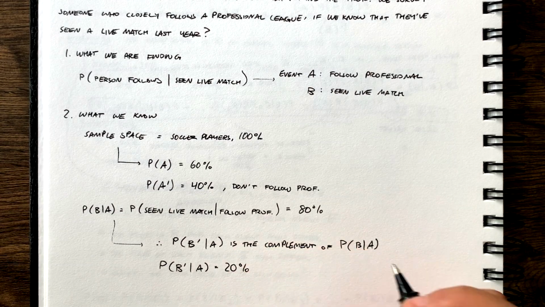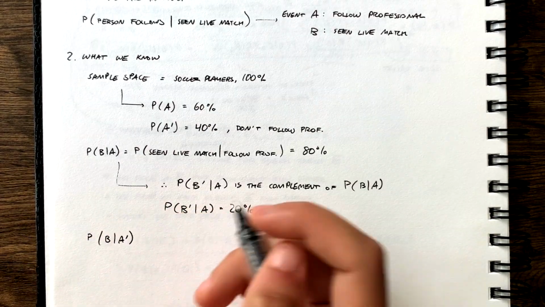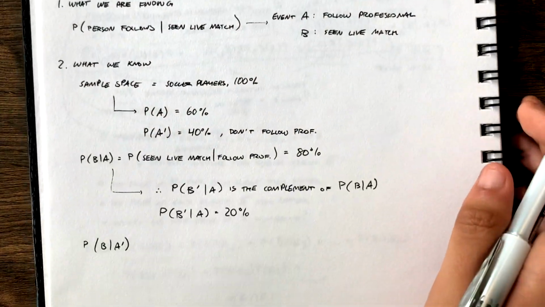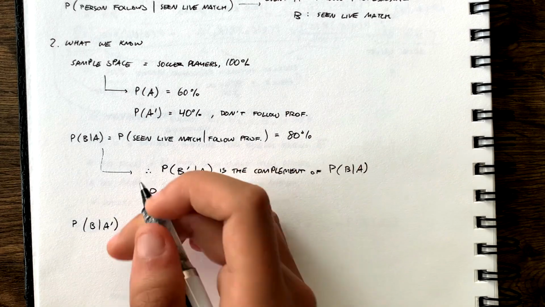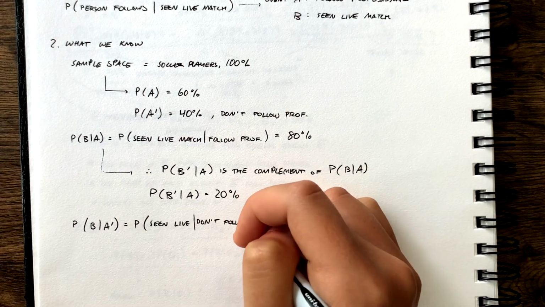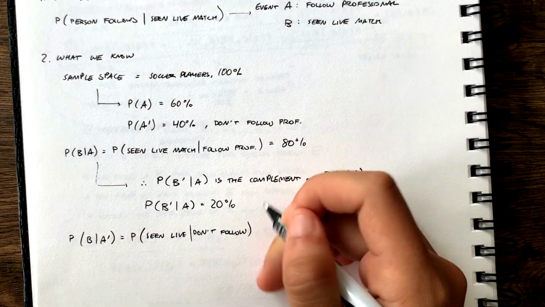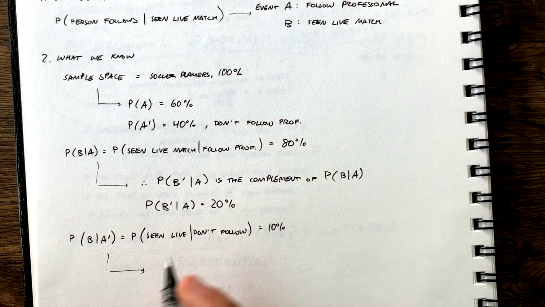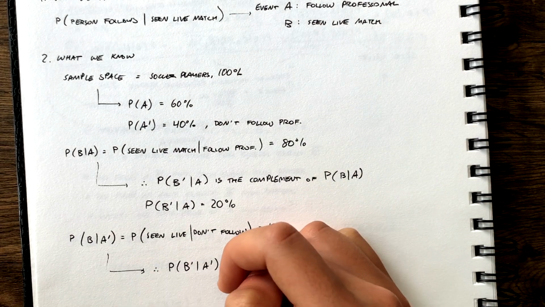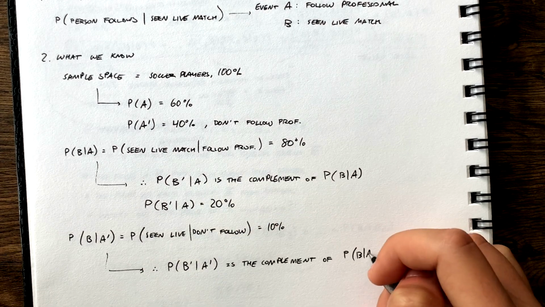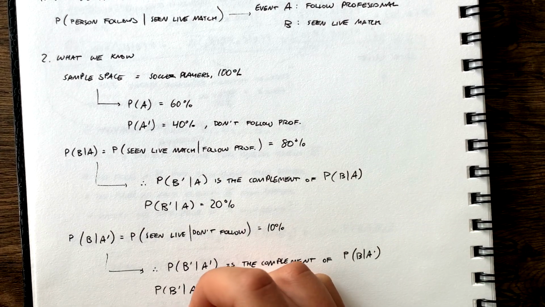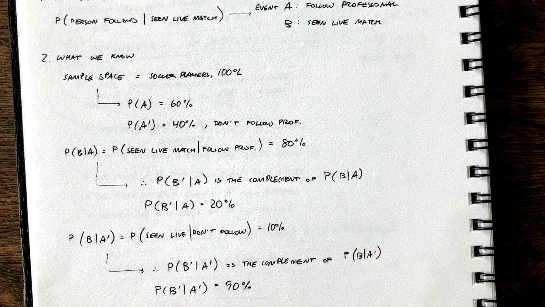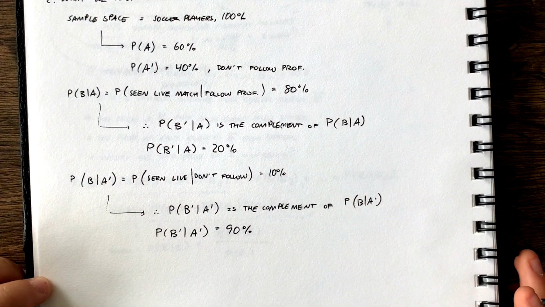And in the third sentence of our problem statement, we also can figure out the probability of B given A complement. In other words, the probability that a person has seen a live match given that they don't follow professional soccer. And that would just be equal to 10%. And from knowing that, we can find the complement of that probability statement, which would be 100% minus 10%, which is equal to 90%. And that would be the probability of a person who has not seen a live match, given that they don't follow professional leagues.